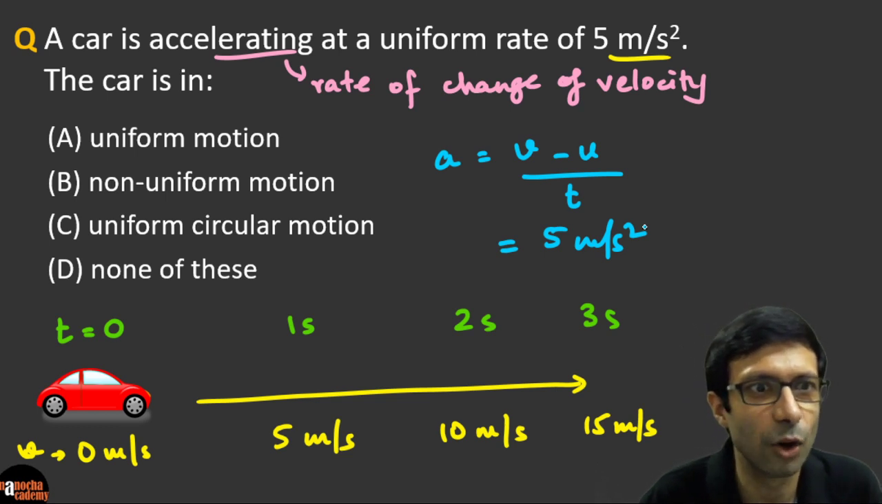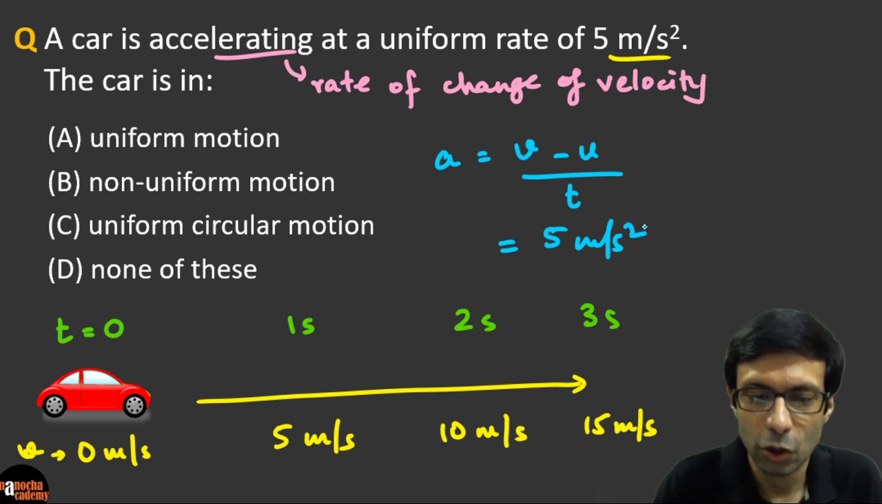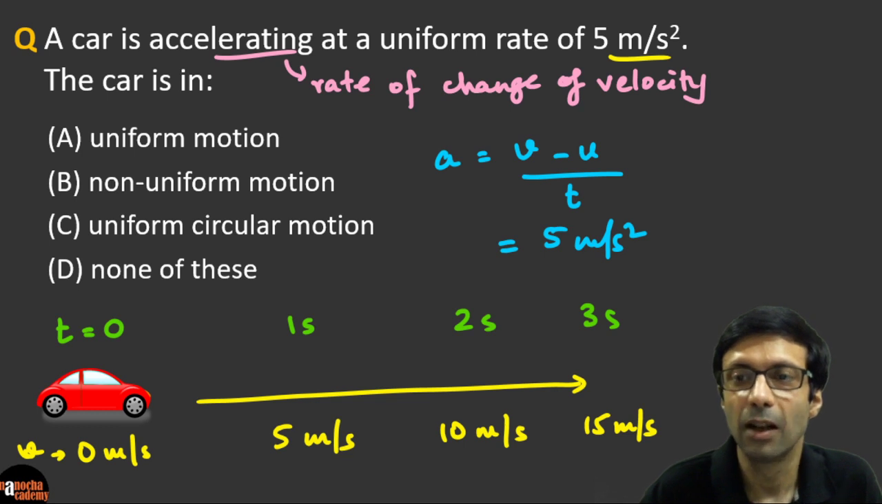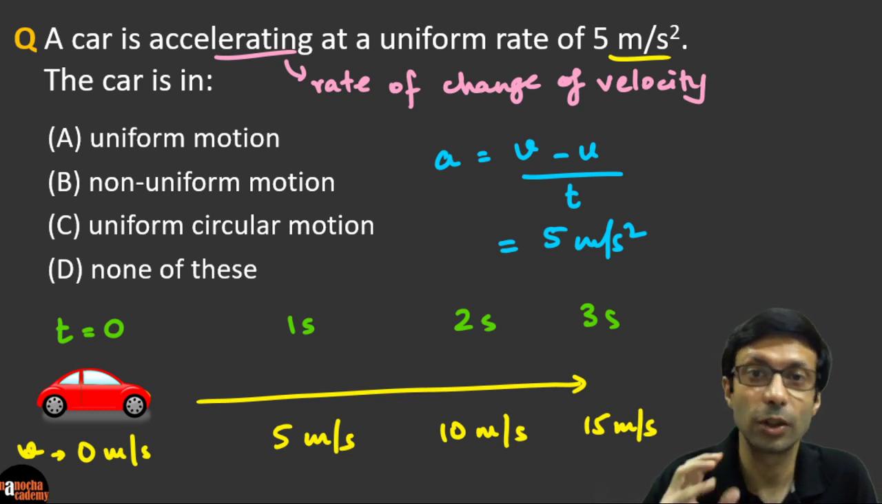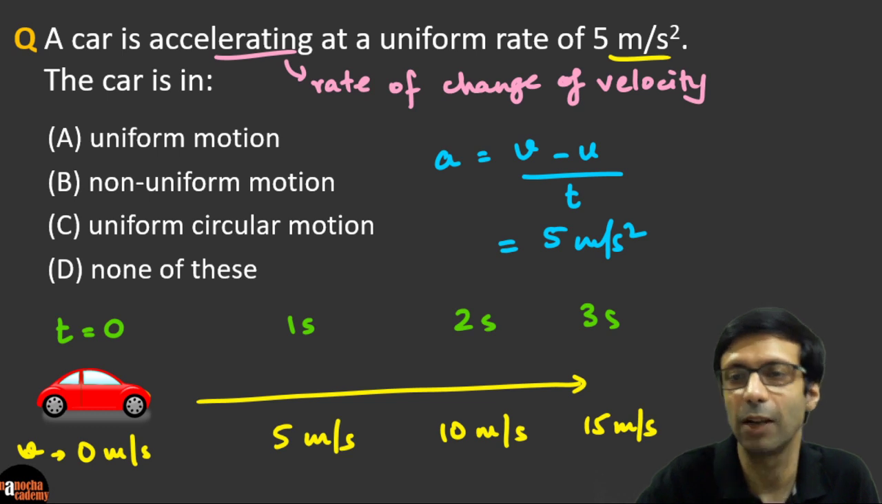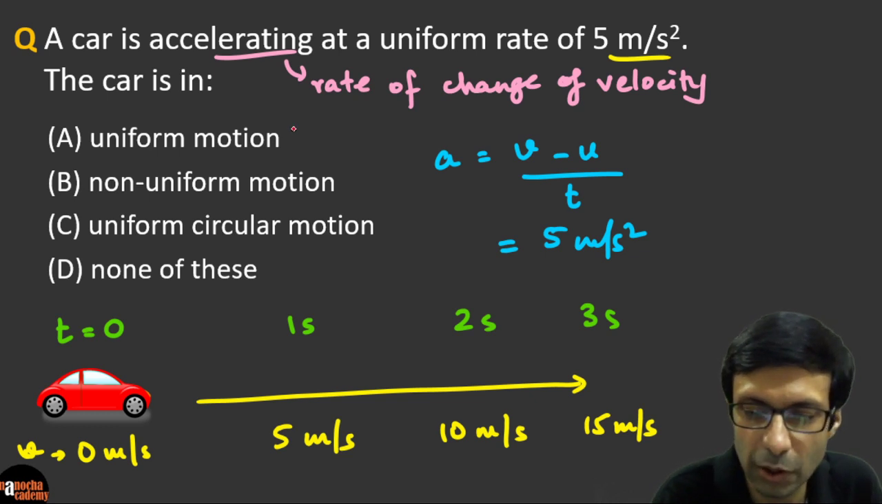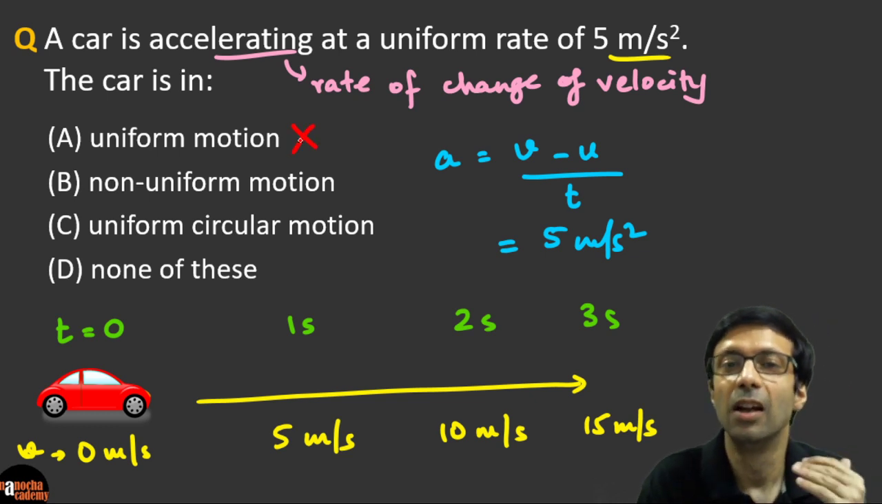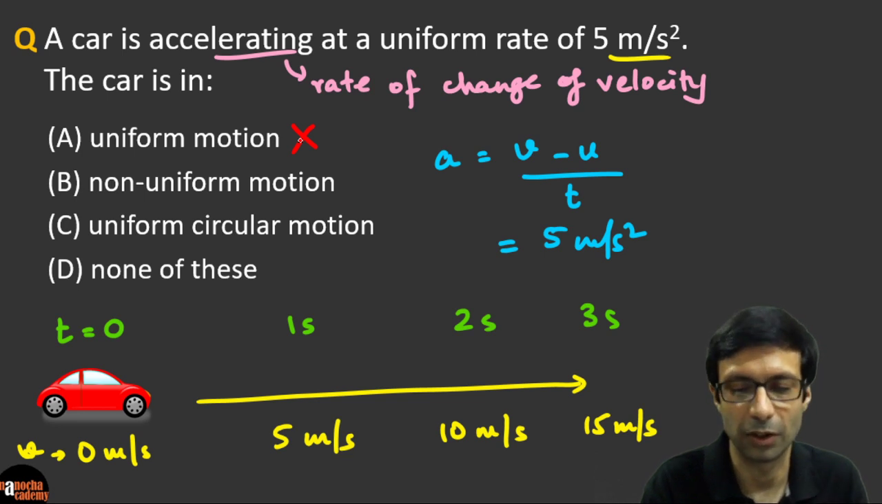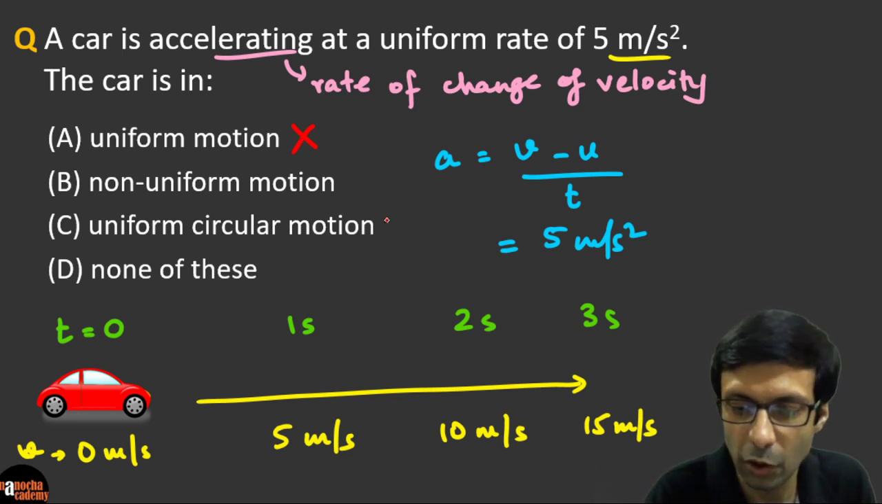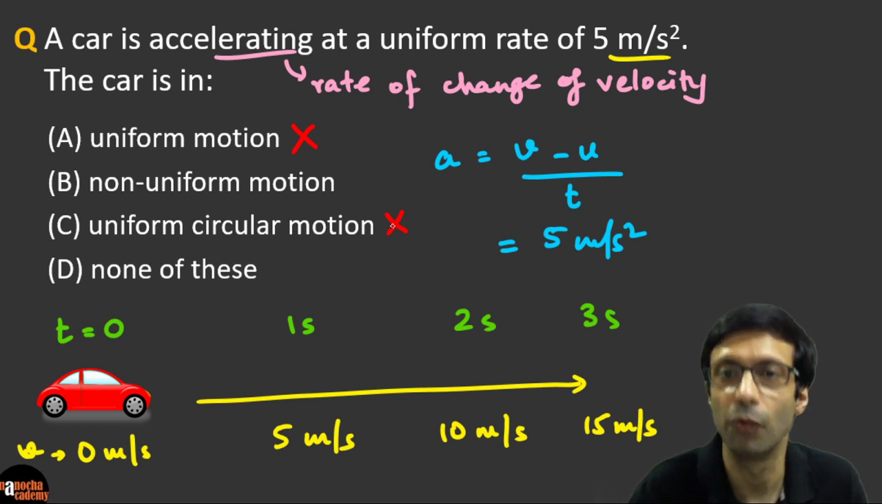So very good, I see a lot of answers here. And so how can we eliminate the answers? So uniform motion means the car is moving at a constant velocity, which means it's moving at a constant speed and in a straight line. But now we can see that this car is not moving at a constant speed. The speed of the car is increasing. So the first option is not correct, because uniform motion means speed is constant and direction is constant. Okay, it can't be uniform circular motion because there's no mention of the car moving in a circle.